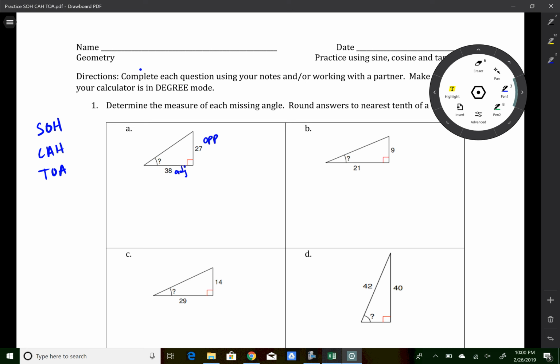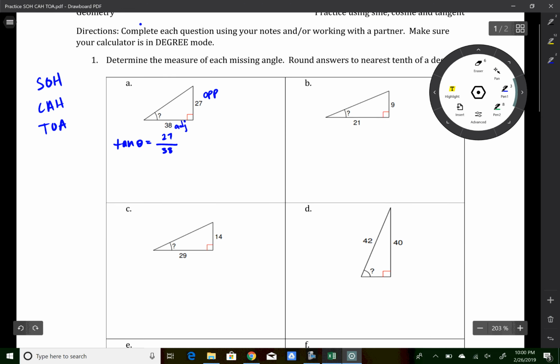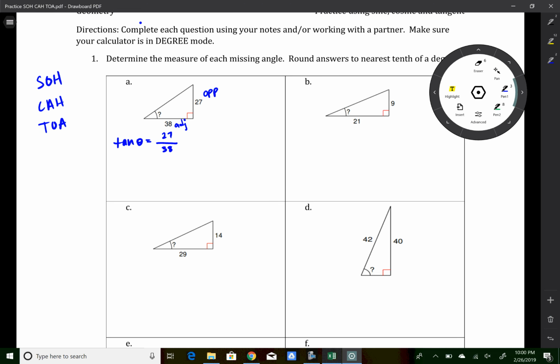Since we have the tangent, we're going to say the tangent of this missing angle, which we don't know, so we're going to call it theta, is equal to the opposite over the adjacent. Now, whenever we want to find a missing angle, remember we use the inverse of sine, cosine, or tangent. So I'm going to say the inverse tangent of that ratio. And then I just have to type that on my calculator.